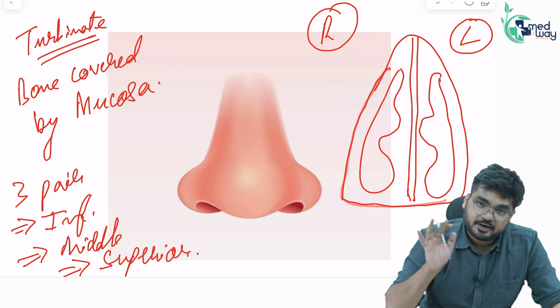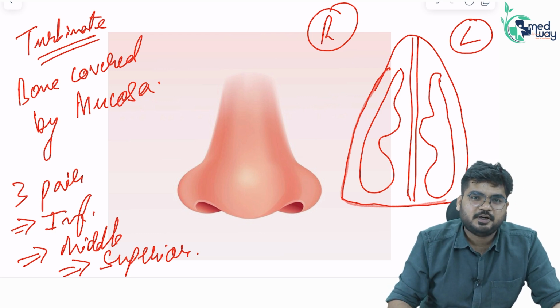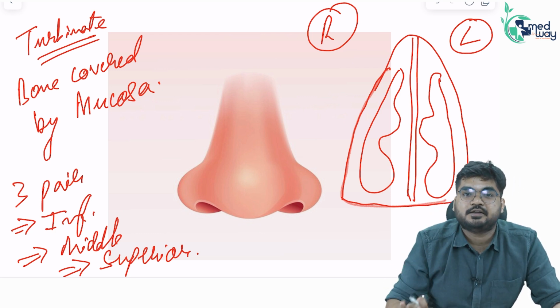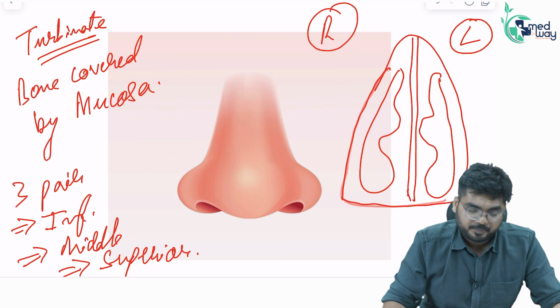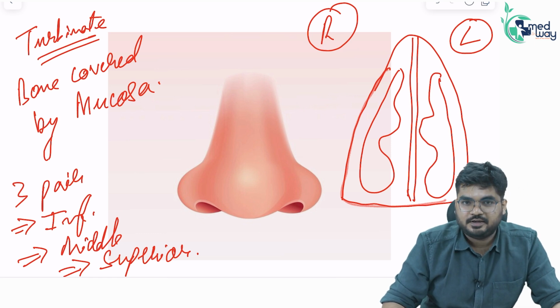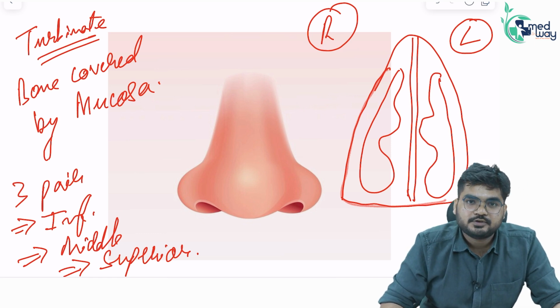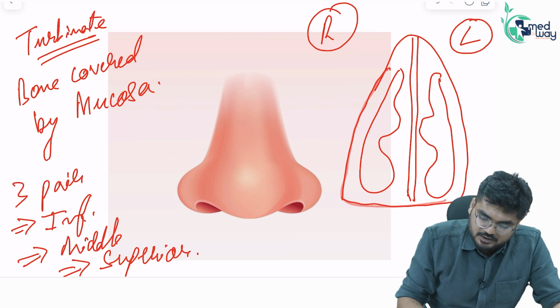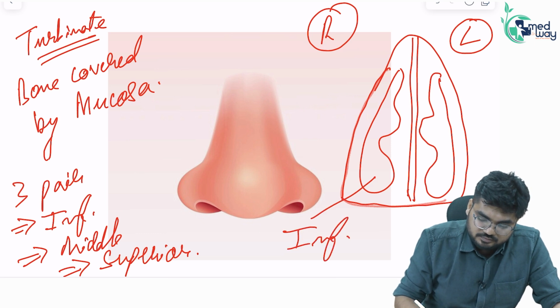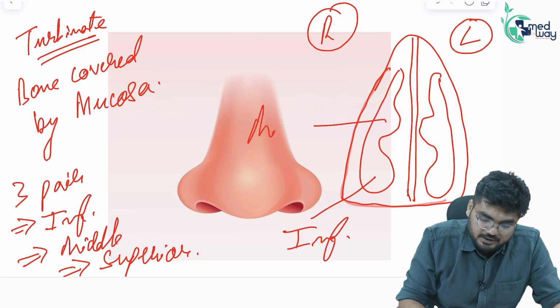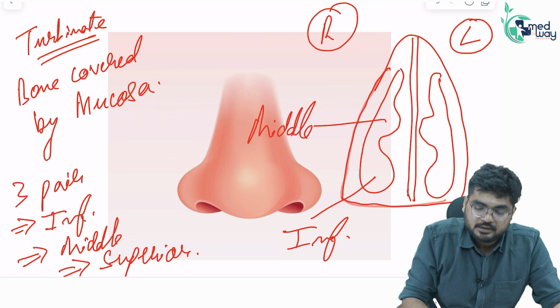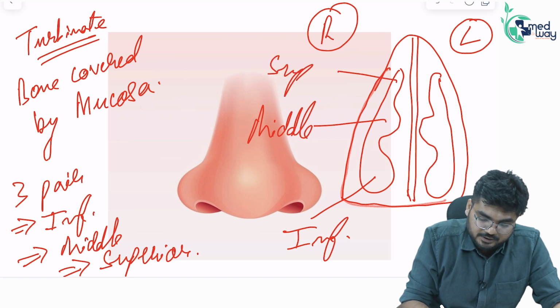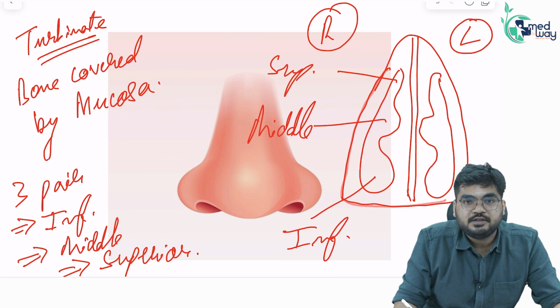Remember that. Rarely there is something called a supreme turbinate, but it is actually rare. In general, there are 3 turbinates, that are inferior turbinate, middle turbinate and superior turbinate. What is a turbinate? A turbinate is a bone covered by mucosa. Like in this image, you can see this is the inferior turbinate, this is the middle turbinate and this is the superior turbinate.